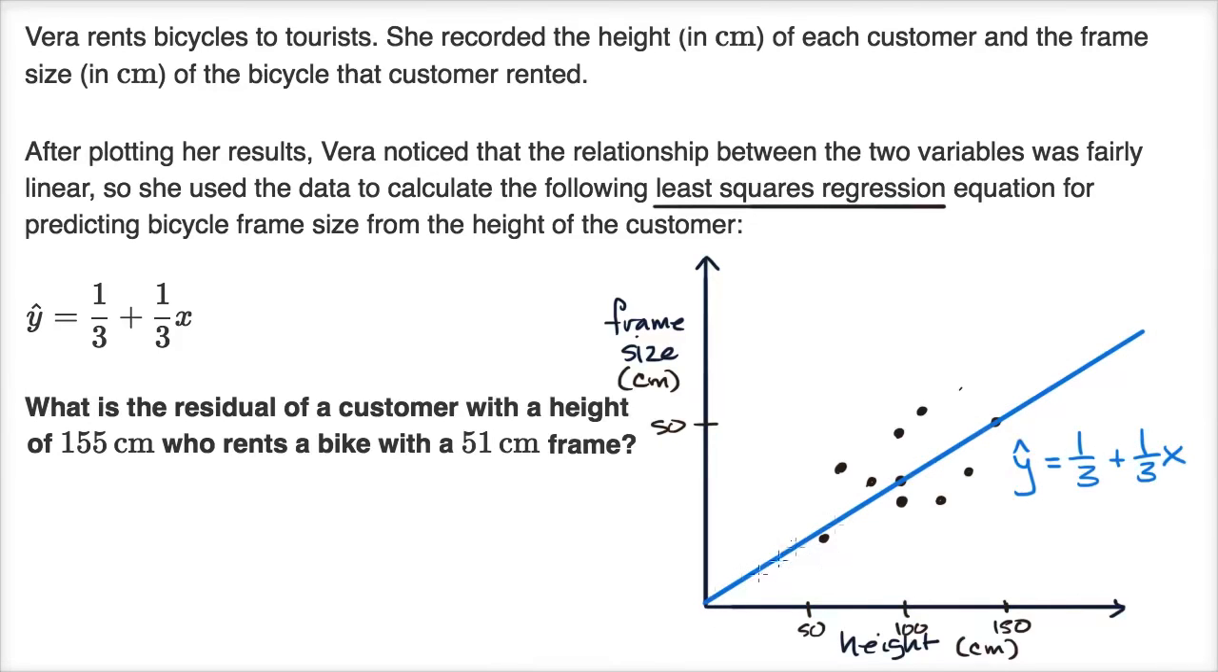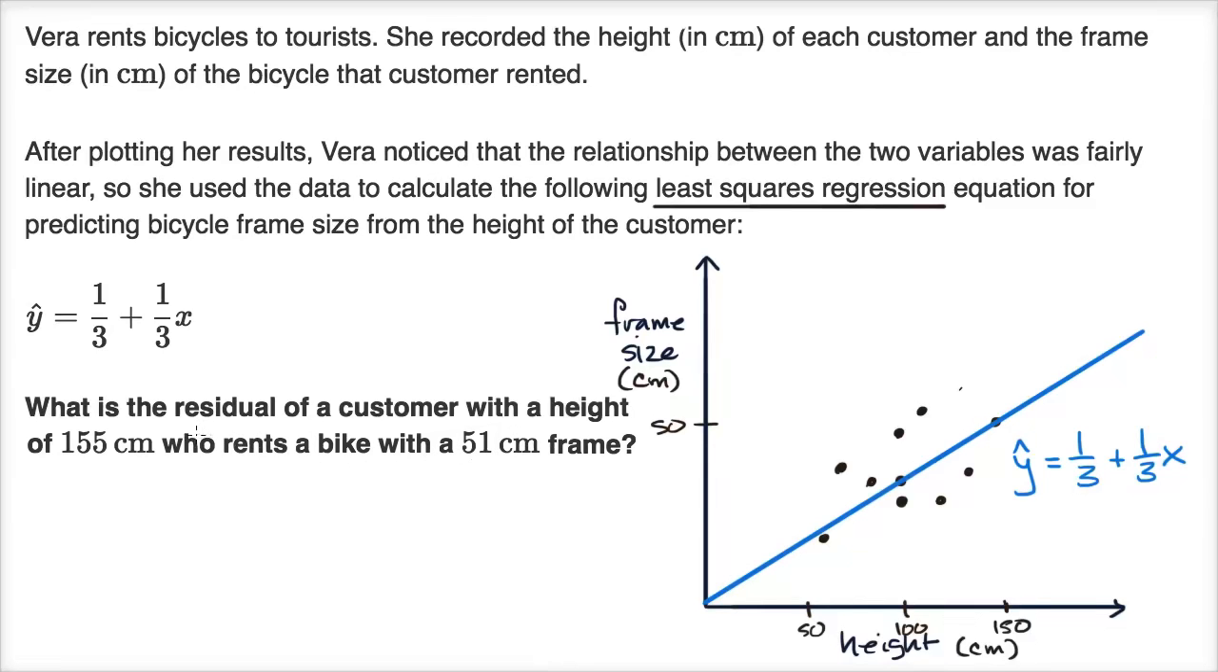You could view this as a way of modeling the relationship, or predicting that if I get a new person, I could take their height, input it as an x, and figure out what frame size they're likely to rent. But they ask us, what is the residual of a customer with a height of 155 centimeters who rents a bike with a 51 centimeter frame? So how do we think about this?